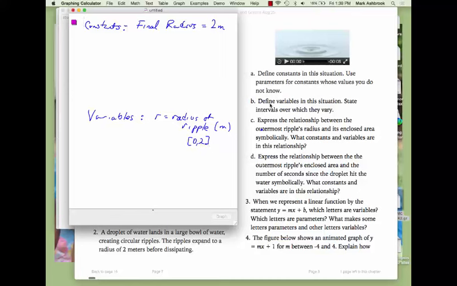Okay, so the final radius is constant, but the radius as the ripple is moving is changing. Then what's another constant in this situation? Number of water droplets. Okay, that's true. Volume of the water in the bowl. The frequency of the ripples. Volume of water in the bowl.